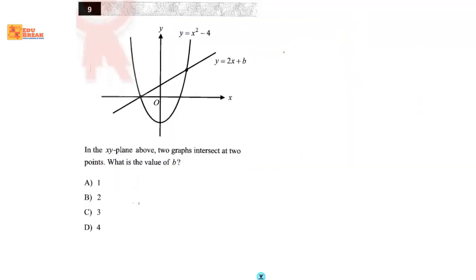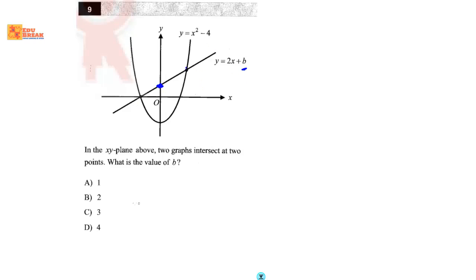Question 9. We have y equals x squared minus 4 and a line with the equation y equals 2x plus b. In the xy plane above, the two graphs intersect at 2 points. What is the value of b? We want to find the b. It means this point, the point of intersection with the y-axis, or y-intercept.